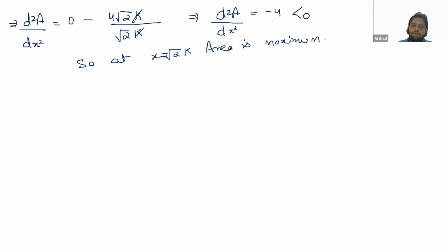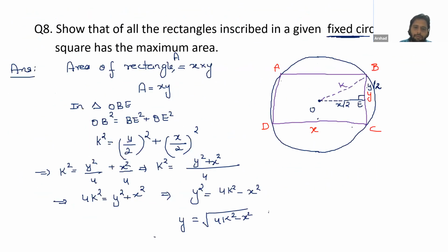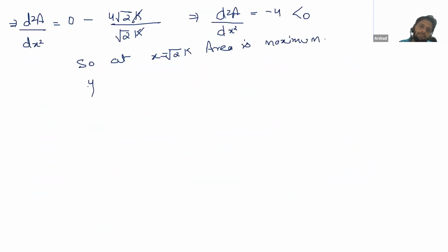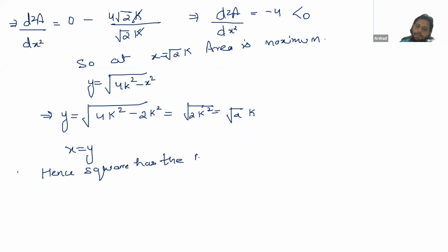Now we need to find the other value, y. So what is y here? y is under root 4k square minus x square. So y is equal to under root 4k square minus 2k square. This will give you under root 2k square, which gives you root 2k. So x is equal to y. That means this is a rectangle, sorry, a square. Length is equal to breadth, so it is a square. Hence we can say the square has the maximum area.